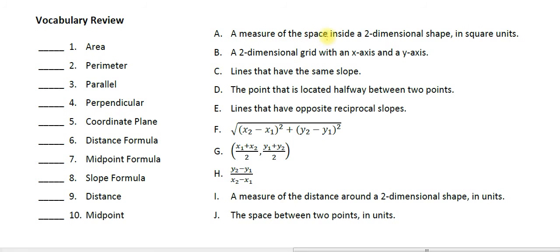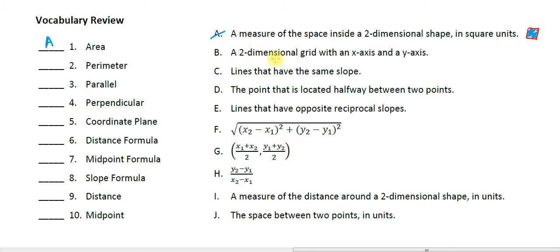A measure of the space inside a two-dimensional shape in square units. Remember, class? A measure of the space. That means if we have a shape, we're looking at the space inside of that shape, and that is talking about area. So letter A is area, and area happens to be our first word. So far, so good.